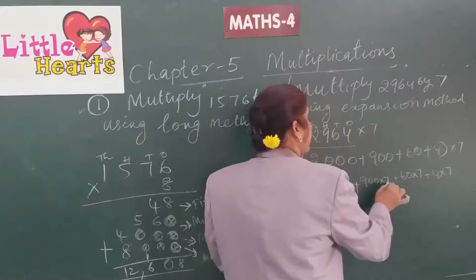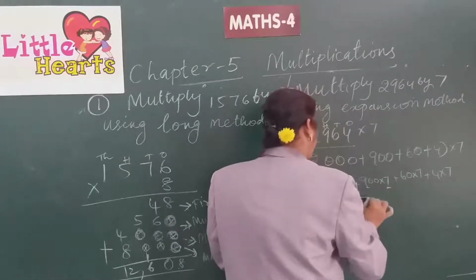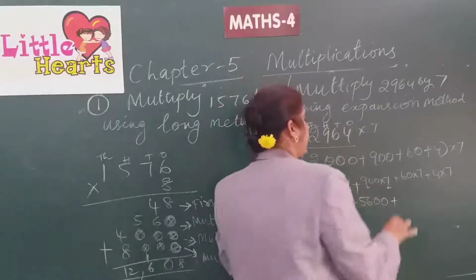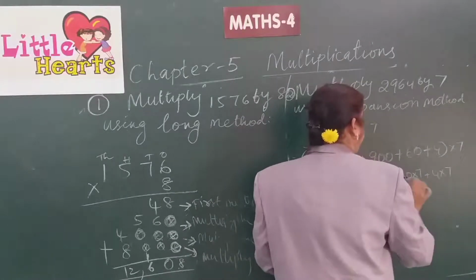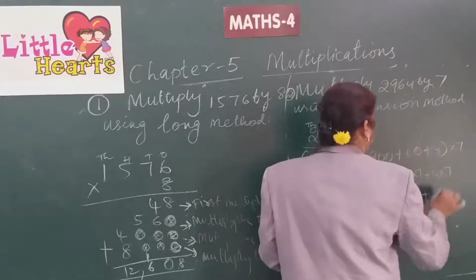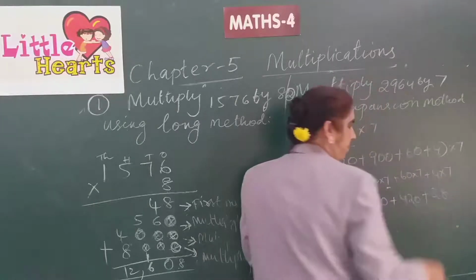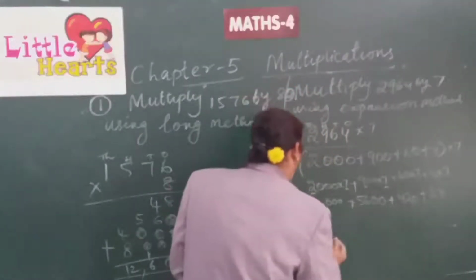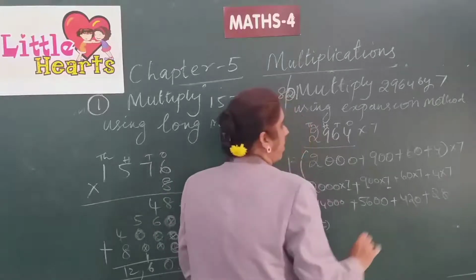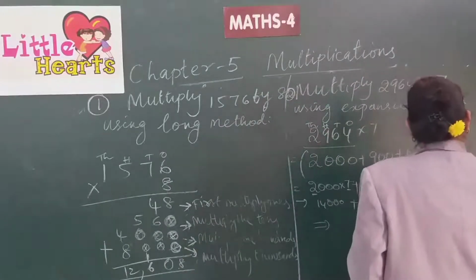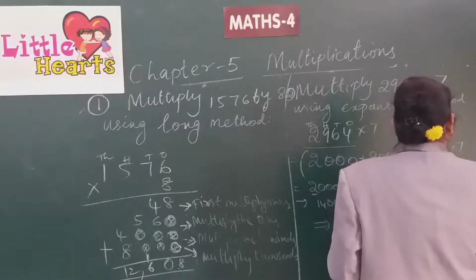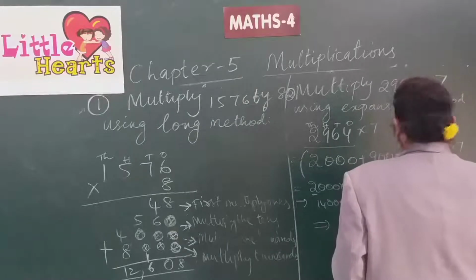900 into 7. 7 nines are 63 followed by 2 zeros. 6300 plus 60 into 7. 6 sevens are 42 followed by 1 zero. 420 plus 7 fours are 28. Now add all these. 14,000, 6,300, ones below ones, tens below tens, hundreds below hundreds, thousands below thousands, like that.